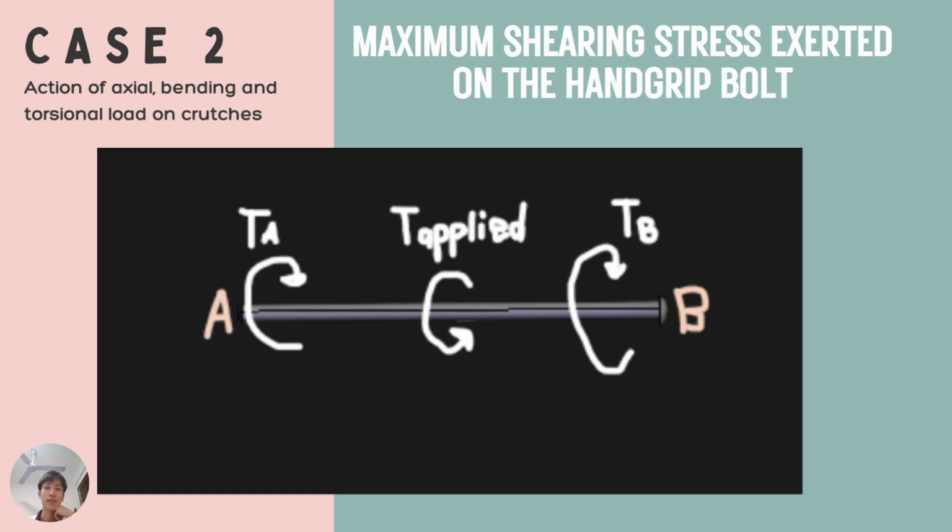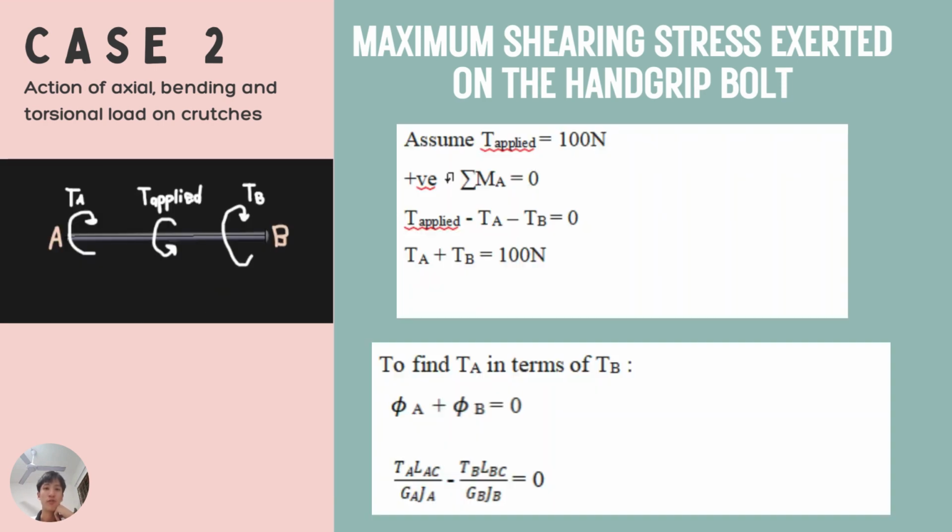This is the reason we have to find the force that causes the torsional loads. Once the patient is walking on the crutches, he applies a torque on the hand grip board. Here we assume the torque applied by the patient is equal to 100 Newton, and we want to maintain the hand grip board in static equilibrium.